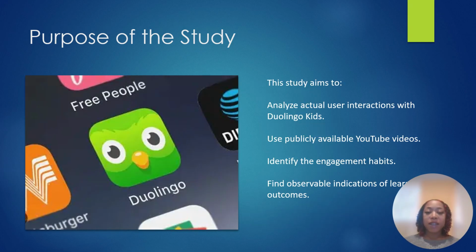The purpose of this study is to qualitatively analyze engagement behaviors and visible learning outcomes using publicly available YouTube videos showing users interacting with the Duolingo Kids app. By examining authentic interactions, gestures, verbal responses, and task engagement, this study aims to identify how learners respond to the app's features, such as rewards, repetition, and AI feedback. This method allows for ethical observation without contacting or interacting with minors directly.